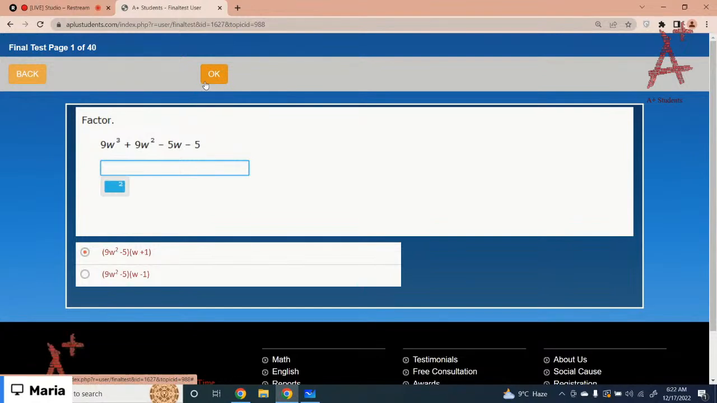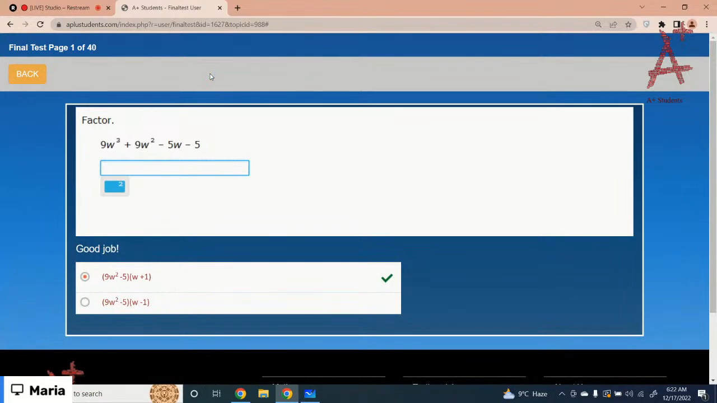So select the correct option, then click on the OK button. I forgot to click on the OK button.